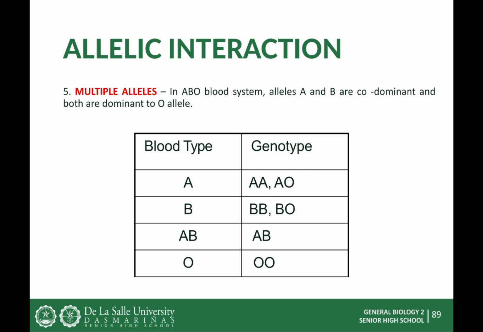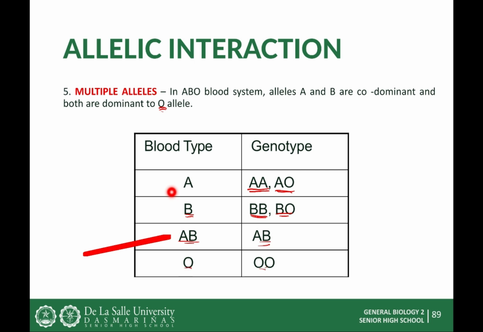And the last one is multiple alleles, which is the ABO blood system. The alleles A and B are codominant and both are dominant to the O allele. Therefore, blood type O is a recessive blood type. So, this is the genotype of blood type A: it will have a homozygous dominant A, and a heterozygous. For B, we have a homozygous dominant B, and also a heterozygous. For the genotype of AB, we have AB. And lastly, for O, we have O.